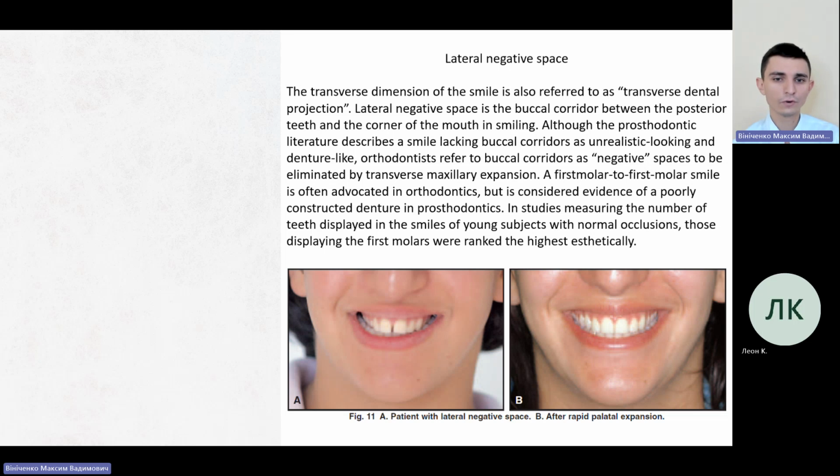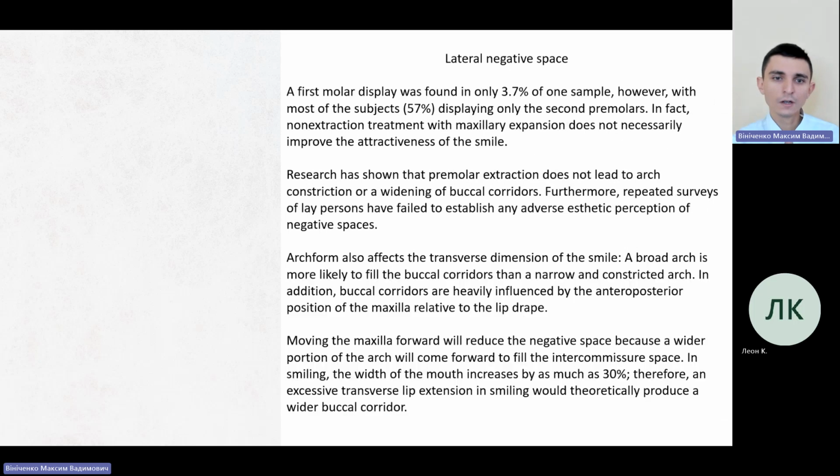A first molar to first molar smile is often advocated in orthodontics, but is considered evidence of a poorly constructed denture in prosthodontics. In studies measuring the number of teeth displayed in the smiles of young subjects with normal occlusions, those displaying the first molars were ranked the highest aesthetically. Picture A is the patient with lateral negative space, and picture B is the same patient after rapid maxillary expansion.